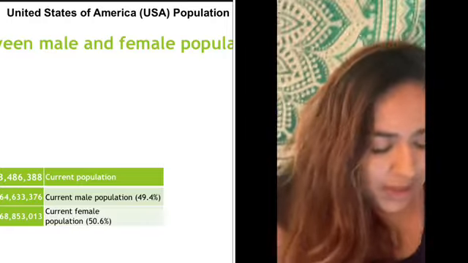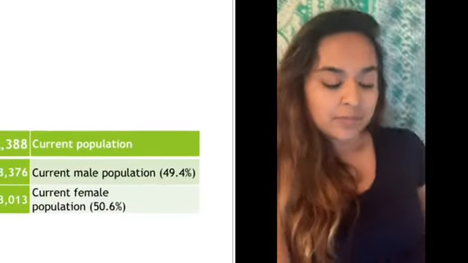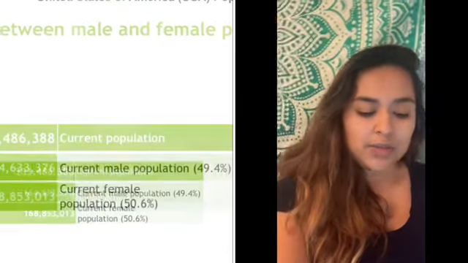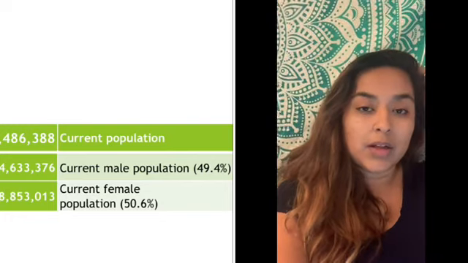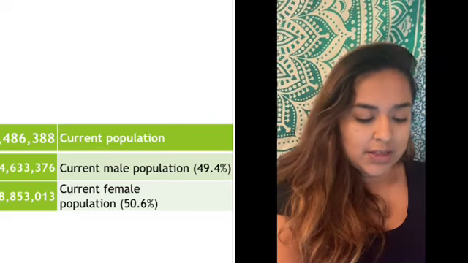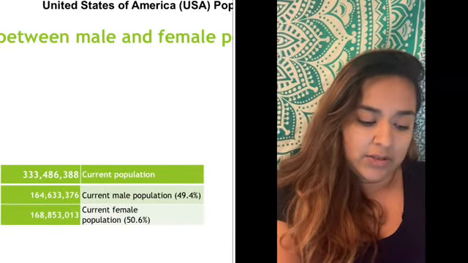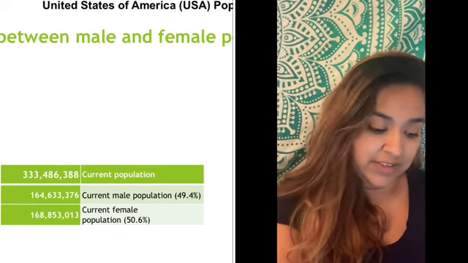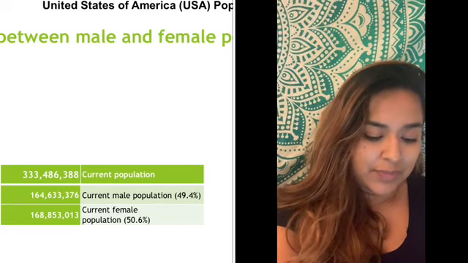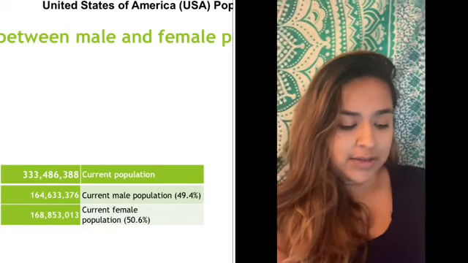Okay, comparison between male and female population. This table shows the total population of the U.S. and how this population is contributed by both female and male. From the figures in the table, as we see here, the female population is the leading, having a total of 50.6%, and the remaining population for the male gender is 49.4%.